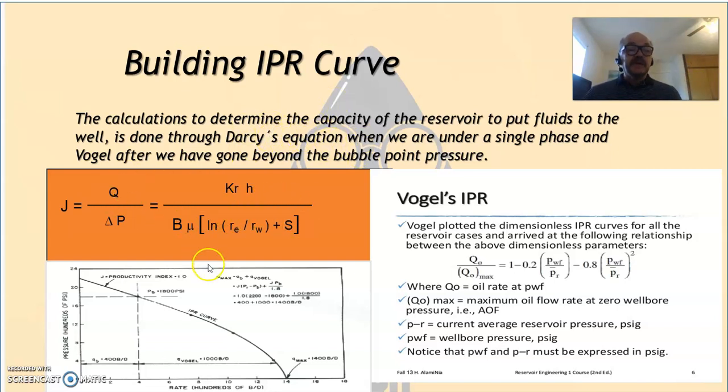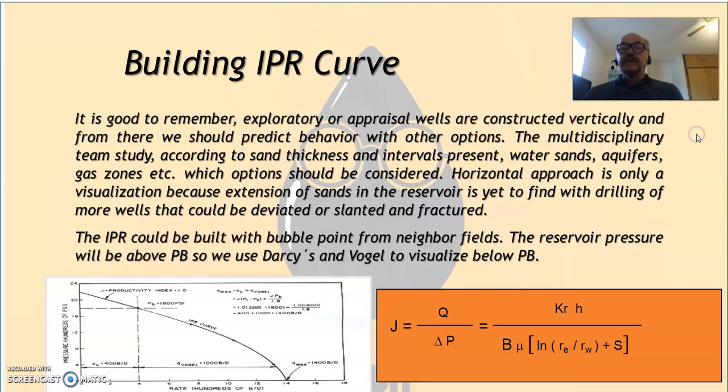Like I said, normally in exploratory and appraisal wells we are above bubble point, so we use Darcy for the first part of the analysis of the inflow, the IPR. After that, if we have gas, or if we want to visualize what happens once the bubble point is reached, we can visualize the behavior of the inflow of the well when we have gas in the reservoir. And we use Vogel. Vogel is the correlation we use to visualize what happens after bubble point. So this is what we have.